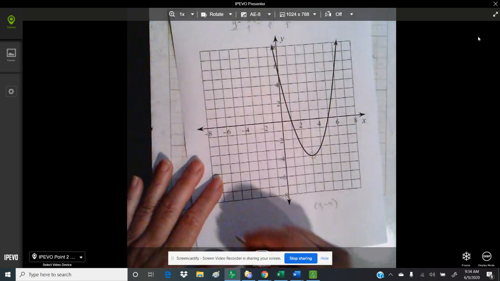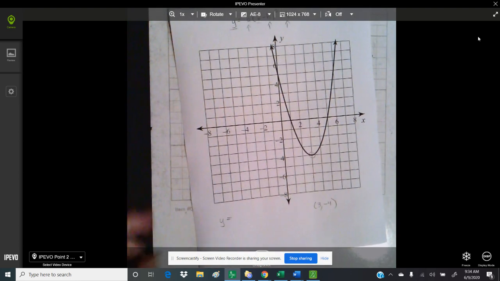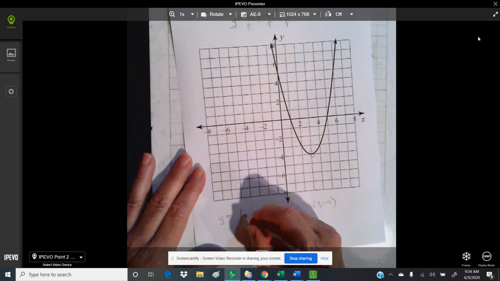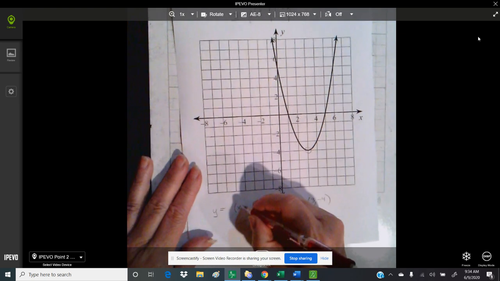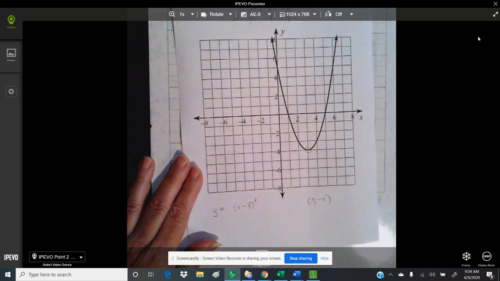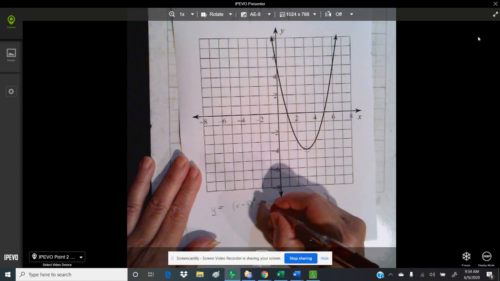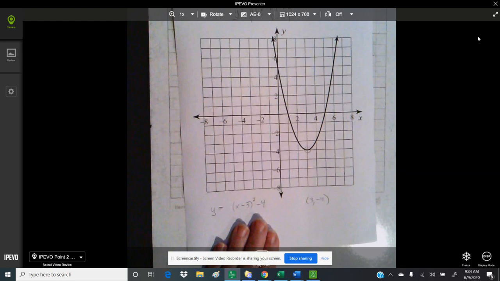So right now, if I plug that into my equation, I have y equals. I'm going to leave some space for the a value because I haven't looked at that yet. Then x. Well, this is a positive 3, so it's always the opposite sign. So it'll be x minus 3 squared, and then this is minus 4. So now I have most of the equation, and all I have to do is figure out the a value.